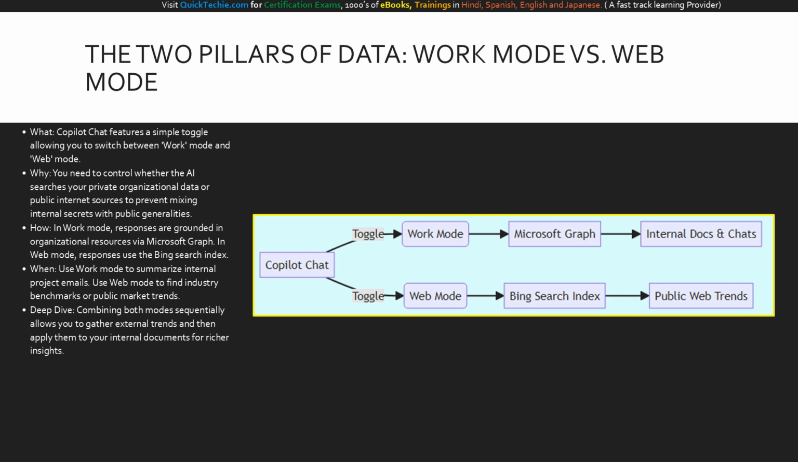This left-to-right diagram illustrates the data toggle in action. Starting at the Copilot chat interface, you as the user flip a switch. Taking the top path, work mode routes your prompt directly into the Microsoft Graph, strictly restricting the context to your internal documents and chats. Taking the bottom path, web mode completely bypasses your internal data and routes the prompt out to the Bing search index to capture public web trends. This visual distinction is vital. The mode you choose acts as a hard boundary for where the AI's brain is allowed to wander.